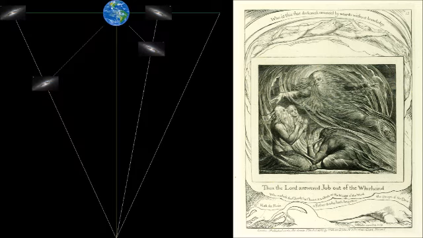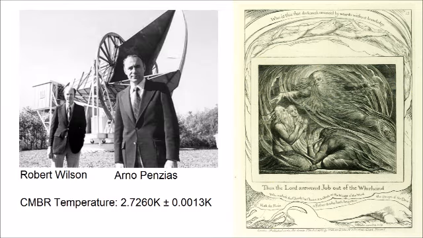And how recently was this cosmic microwave background radiation observable? Accidentally in 1964 by Arno Penzias and Robert Wilson. It took a full year to confirm the lack of variation with direction. The currently measured temperature is 2.726 Kelvin with a standard deviation of 1.3 millikelvin.